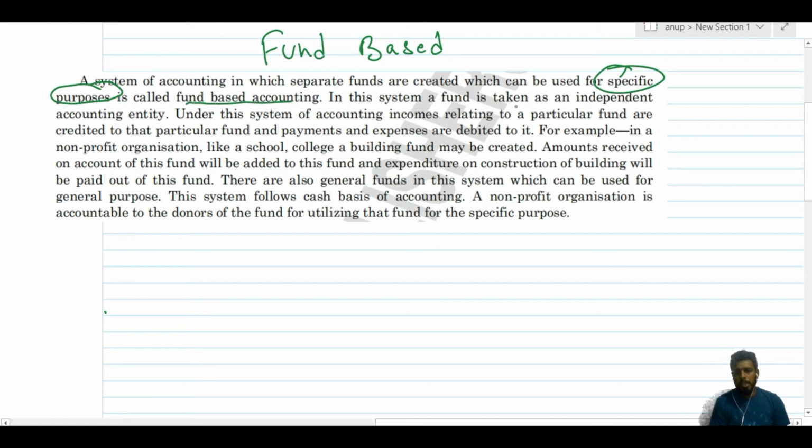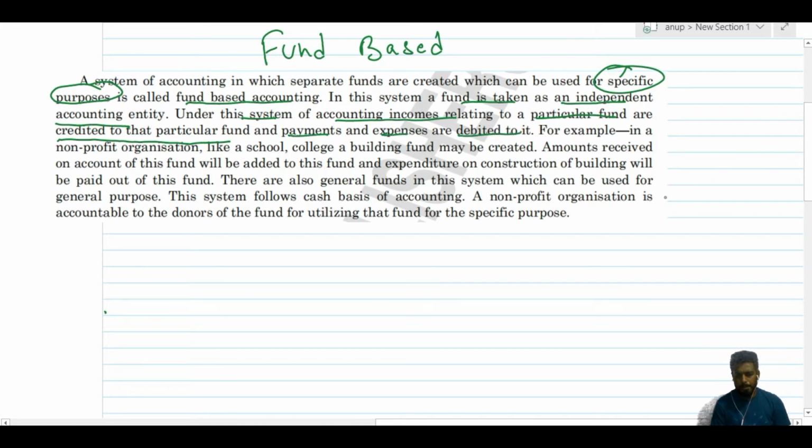So what happens in this system is that a fund is taken as an independent accounting entity. Under this system, the income related to that particular fund is credited to that fund, and the payments or expenses are debited to it.